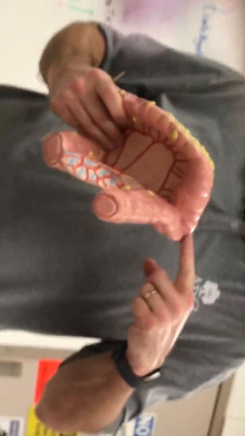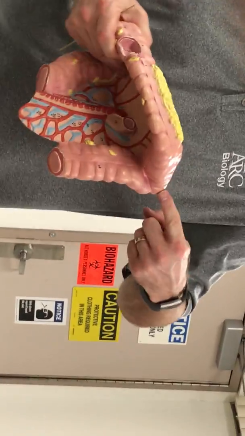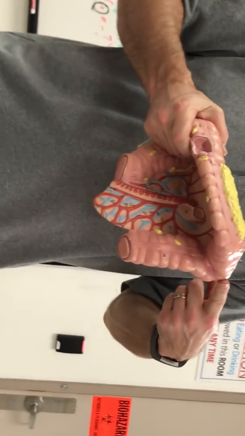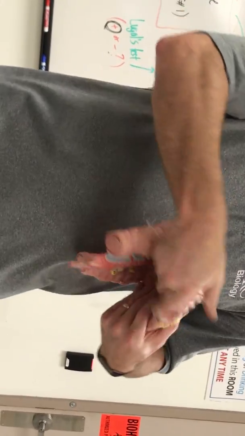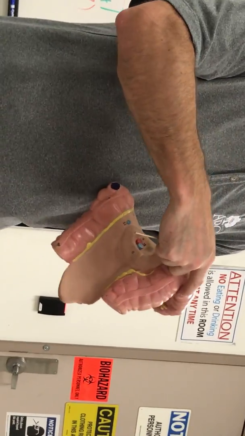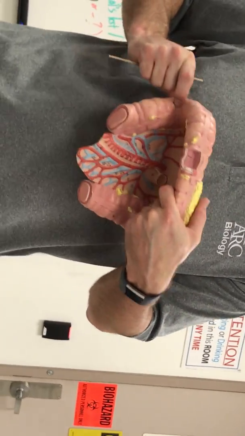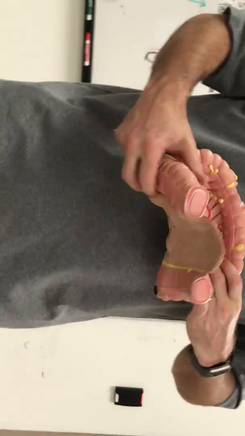This turn right here comes up, turns, goes forward. Left colic flexure, or splenic flexure. It's under the spleen. And then on this side, right colic flexure, or hepatic flexure. It's under the liver. So hepatic flexure.